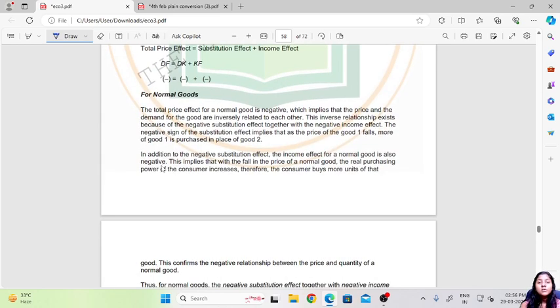Normal goods: the total price effect for a normal good is negative, which implies that the price and the demand for the good are inversely related to each other. This inverse relationship exists because of the negative substitution effect together with the negative income effect. The negative sign of the substitution effect implies that as the price of good one falls, more of good one is purchased in place of good two.